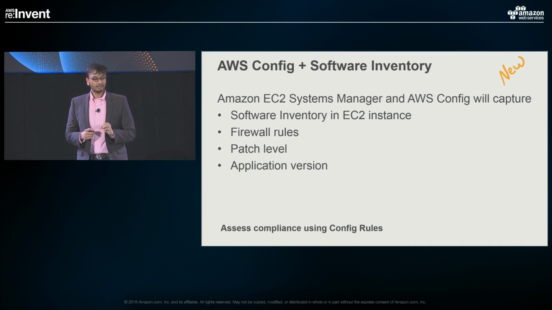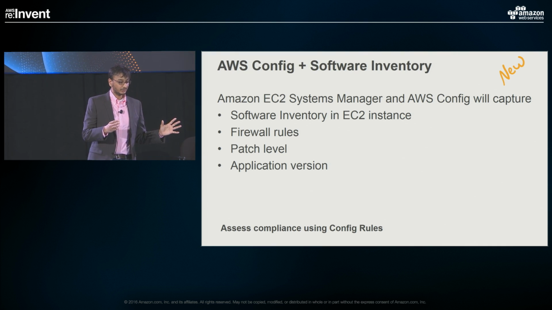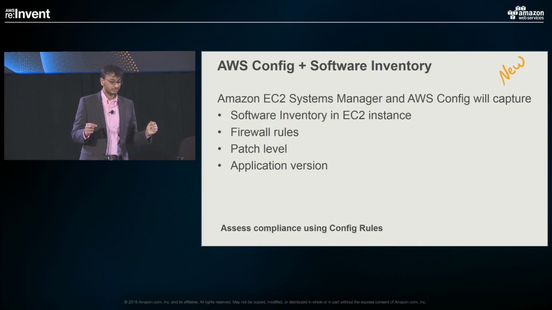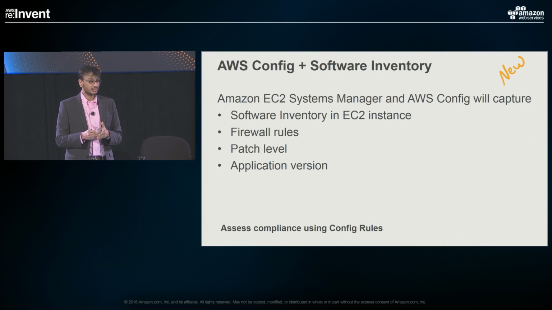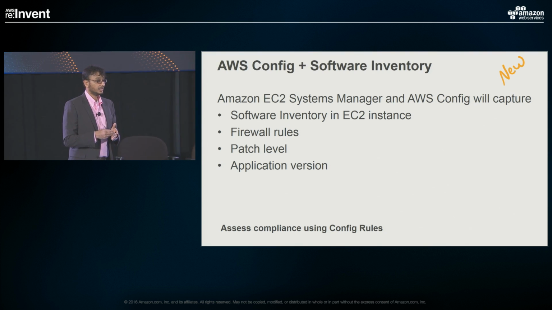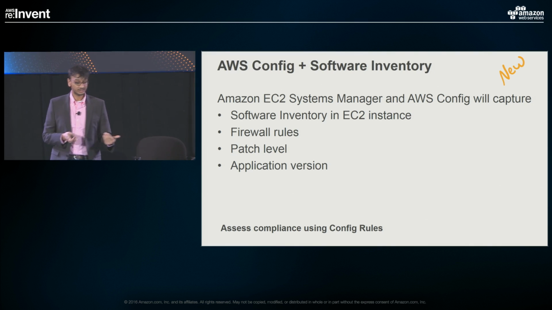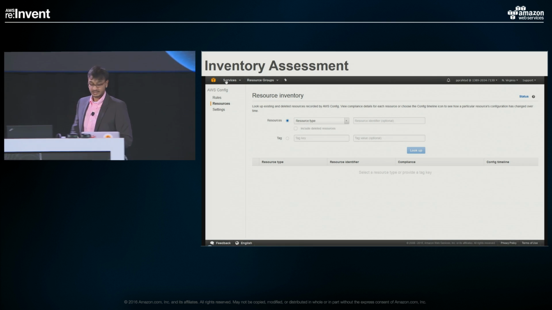Now, yesterday, we made a very, very quiet announcement. EC2 Systems Manager was announced in the keynote, but what followed on was AWS Config support for software inventory. So software inventory is applications, Windows patches, and AWS components installed inside your EC2 instance. This is now available in Config, so you can actually write rules against them. And we'll look at that in a second here.